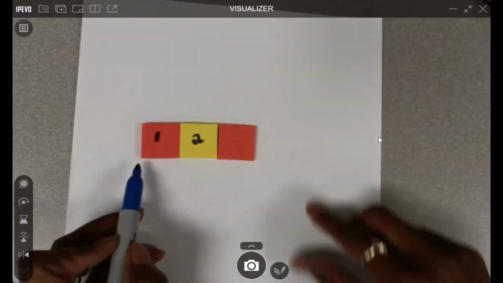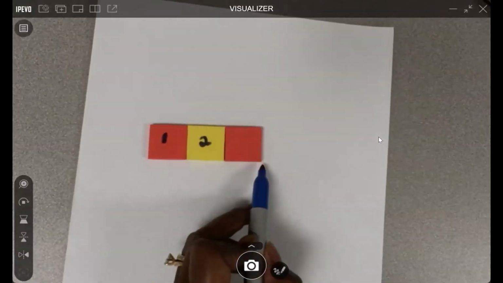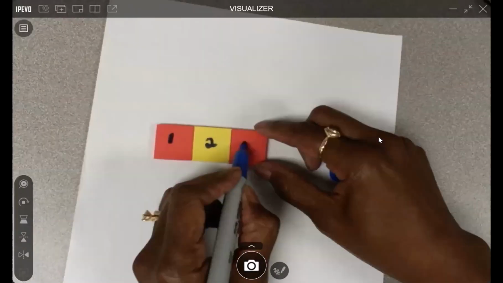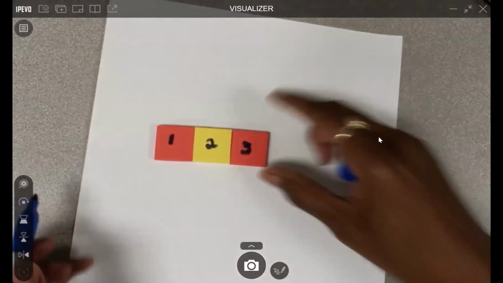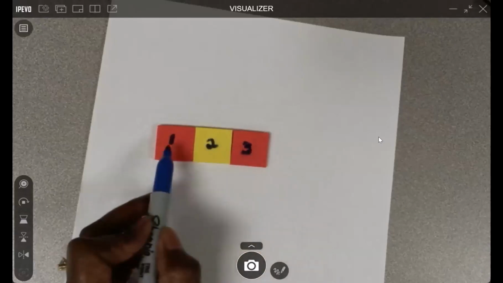We know that from the beginning of the first tile all the way to the end of the third tile, from here to here, measures 3 inches, because we know that each of the tiles is an inch. We're counting the spaces.